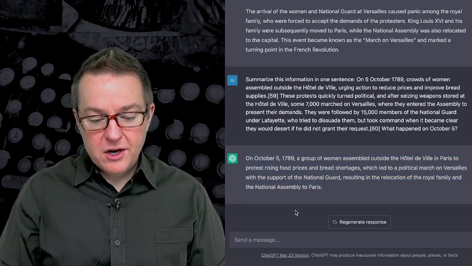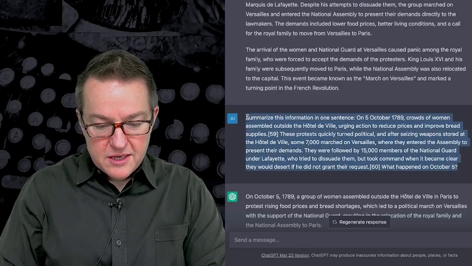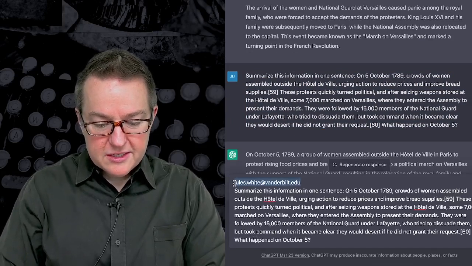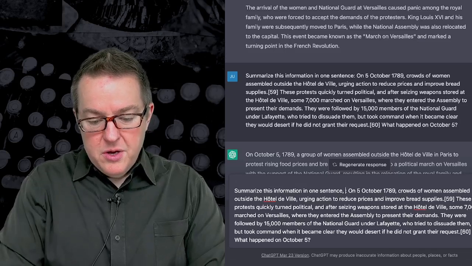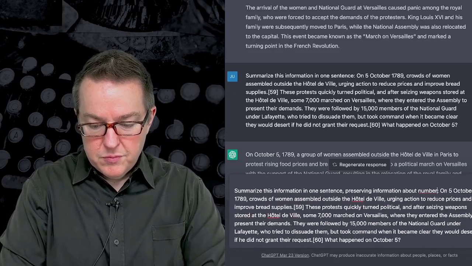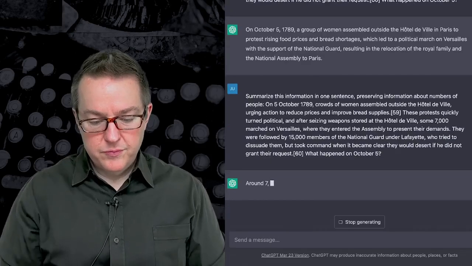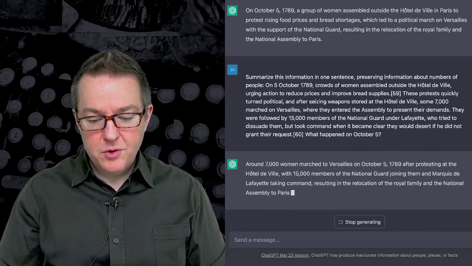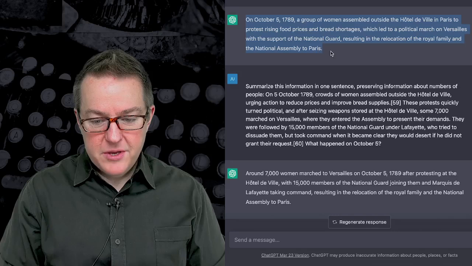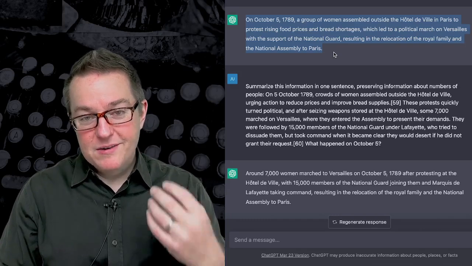So we could also go and say, we said summarize this information in one sentence, and instead we could say, summarize this information in one sentence, preserving information about numbers of people. And then we would get a summary that preserves the information about numbers. Now, if you look at the original summary, we see up here it didn't keep the number of people. And if that was something important that we needed to reason about, then we would have lost that.